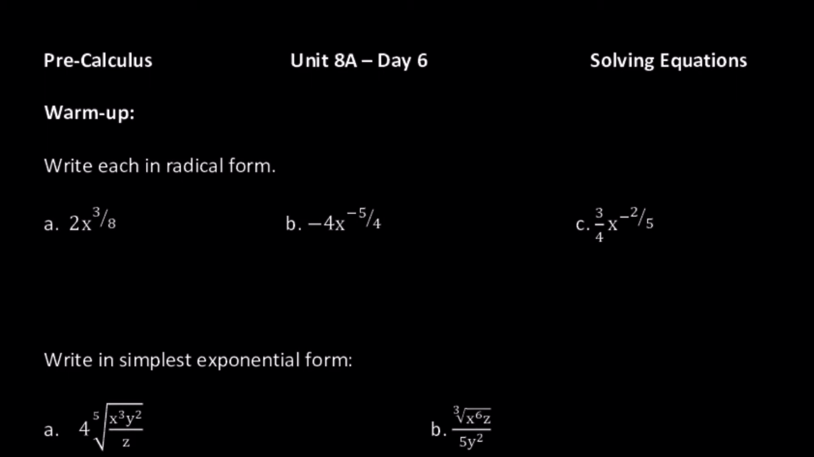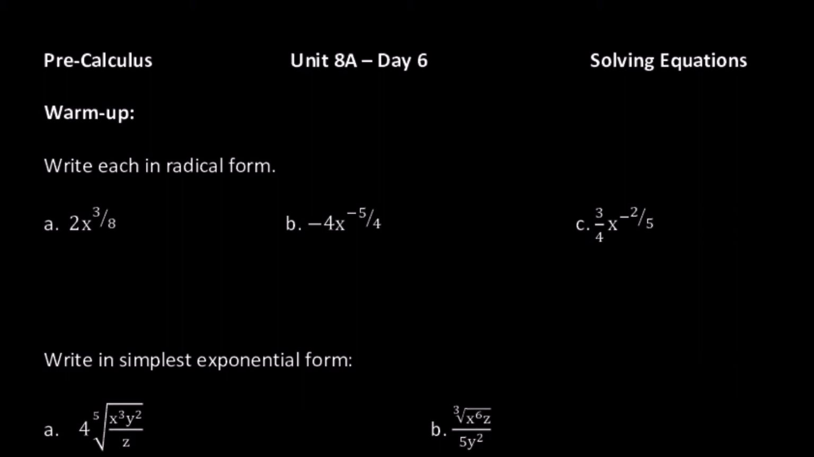This is pretty typical of what you can expect to see on the calculator inactive portion of our upcoming exam, working with exponent properties to go back and forth from radical form to exponential form. In the first group here, I want you to write each in radical form.